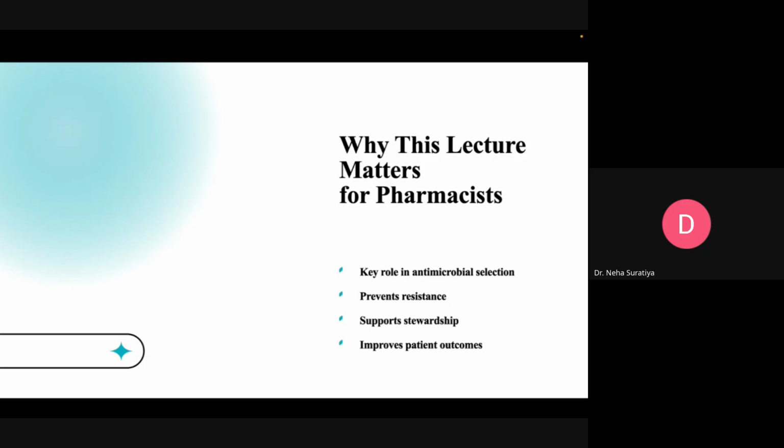And what do you mean by rational use? That is right drug, right dose, right duration, right indication. So supporting stewardship, if you know how to read reports, improves the overall patient outcome. Obviously the therapeutic outcome will be improved if you are practicing this. So that is the importance of the lecture. This is the importance this topic holds, and that's the reason I told you that you can consider this the heart of the whole course, right?